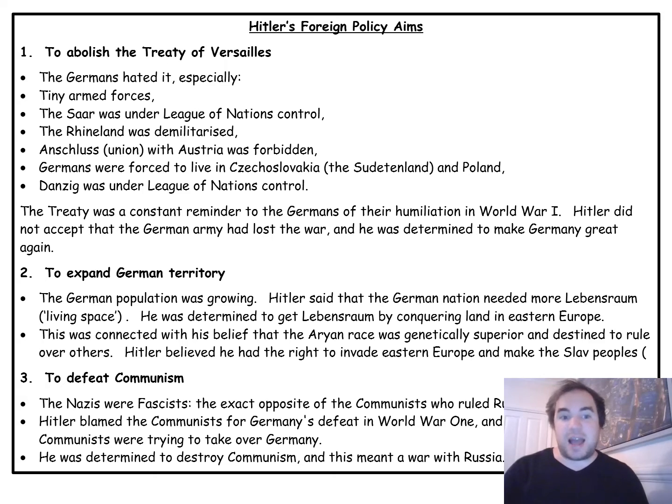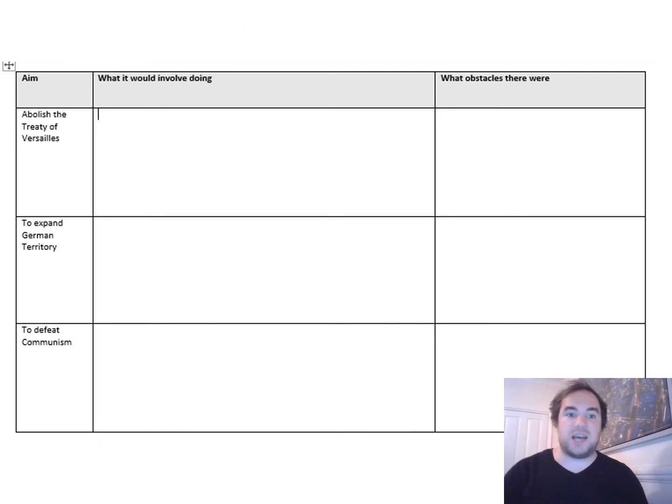So this is the handout that I'm referring to, and those are the three aims, and there is a Word document attached that looks like this, and you need to fill it in. Again, ideally print it out and fill it in yourself, although feel free to type it in and print it out and stick it into your book. But what those aims involved doing and what obstacles there were. And then remember answering that question of which aim was the riskiest for potentially causing a war.